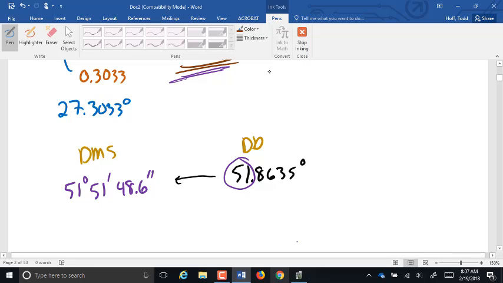I've never seen anything actually measured down to a tenth of a second. Usually I see things measured down to maybe 30 seconds, even with lasers. So, I mean, that's a pretty precise measurement to get down there. But you are allowed to have it there. If you rounded that to 49 seconds, I'd be okay with that too.